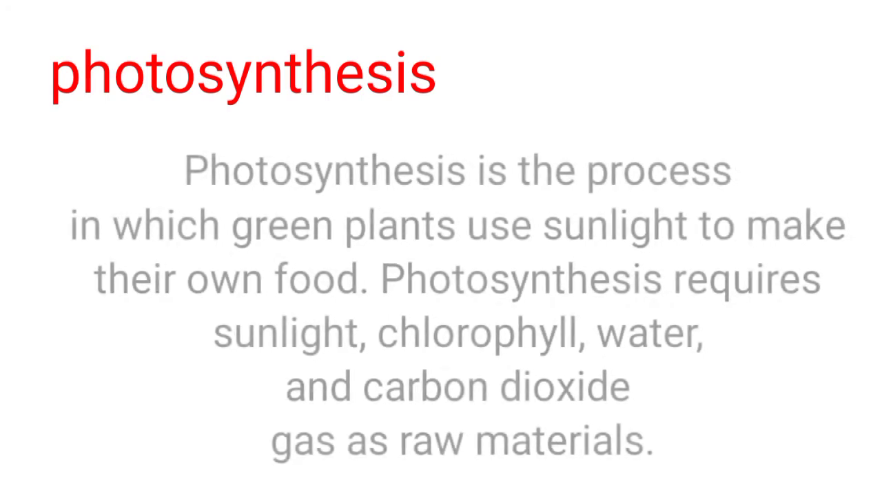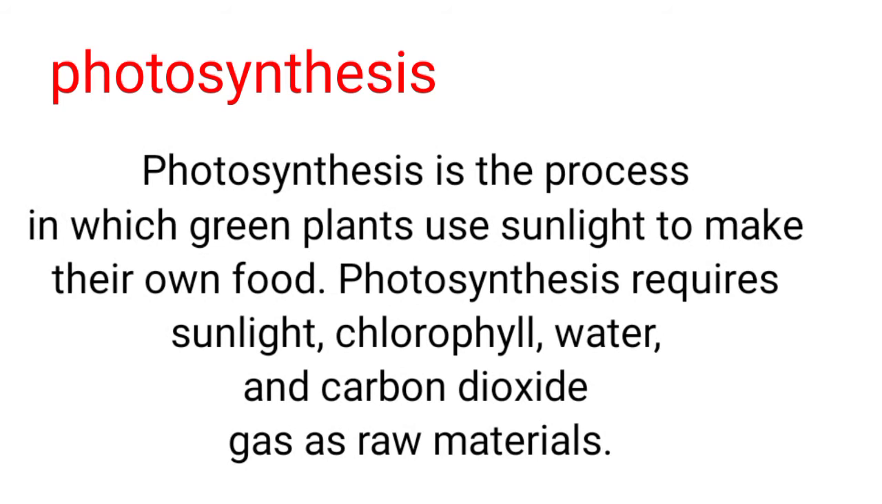Next, how do plants prepare their own food? What are the necessary conditions required for plants to prepare their own food? Plants prepare their own food by a process called photosynthesis. In photosynthesis, green leaves of plants capture solar energy and use this energy to synthesize food from carbon dioxide and water. Green leaves of plants contain a pigment called chlorophyll, which helps to absorb solar energy.